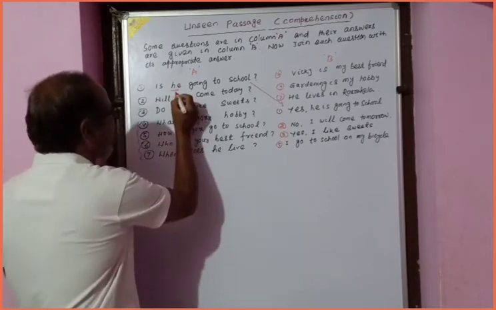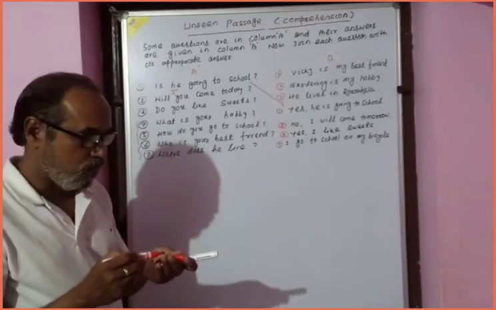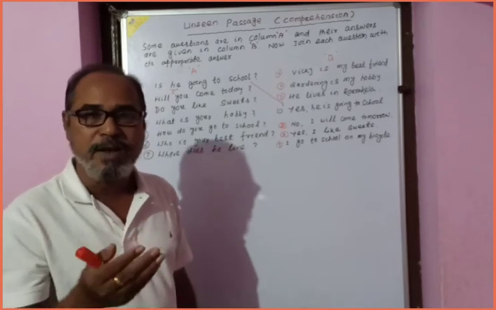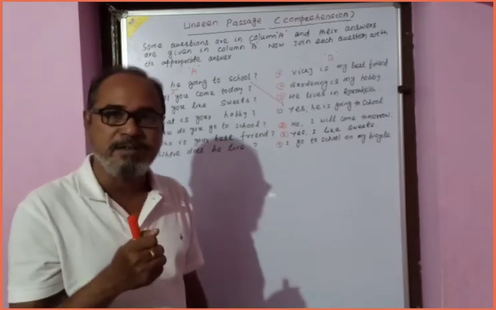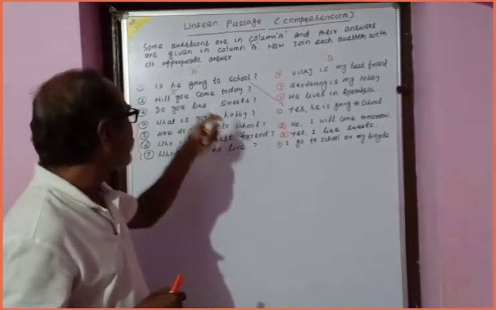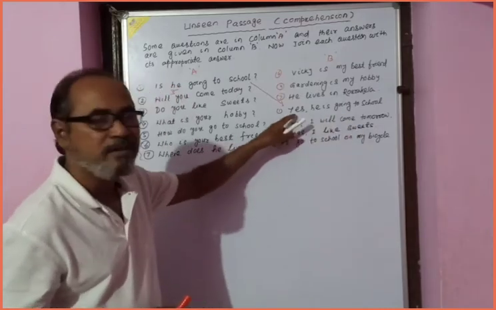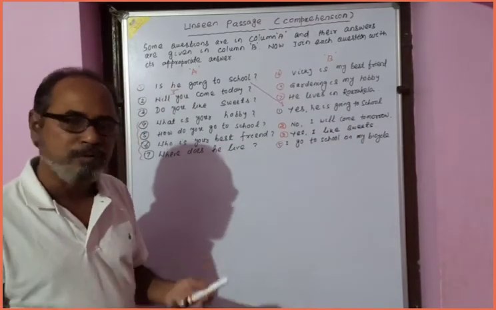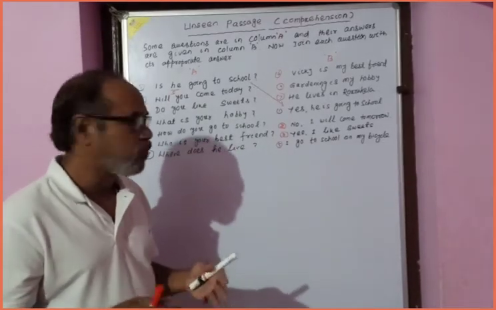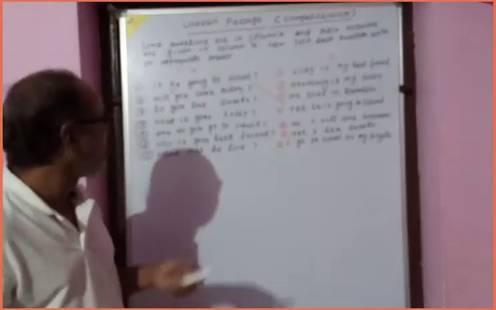This is the subject. This is the auxiliary verb. When the auxiliary verb is used before the subject to form a question, it expects a yes/no type answer. Here, is he going to school? Is is the auxiliary verb. Yes, he is going to school. The answer is yes. Or if he is not going to school, we can say no, he is not going to school.